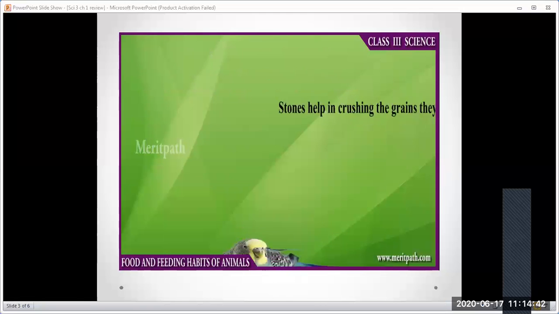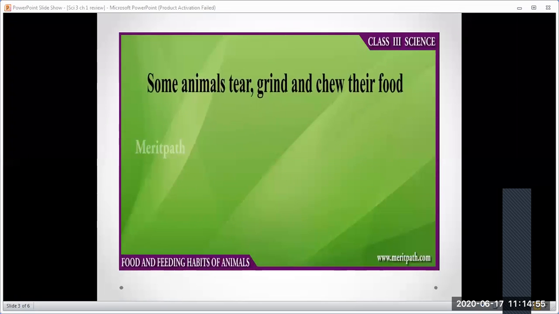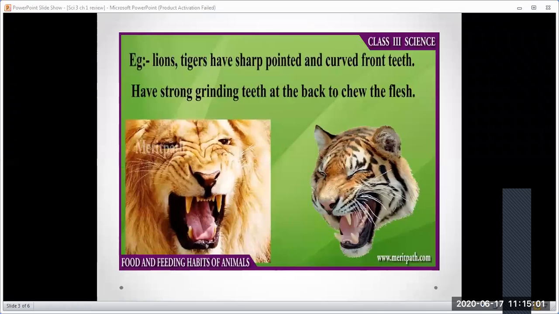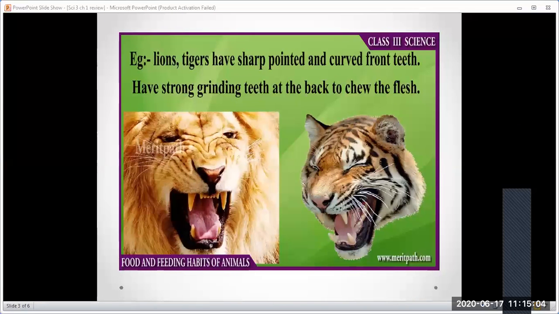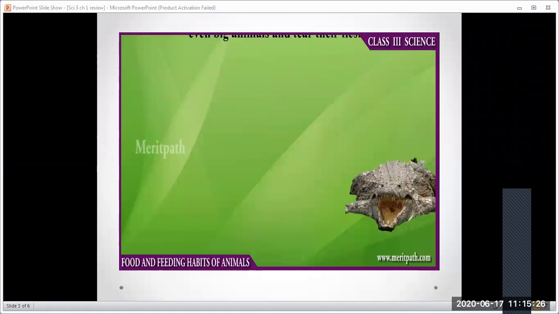Frogs or lizards have sticky tongues. Birds also swallow the food. Some animals have a sharp set of teeth. That's why lions and tigers chew the food, tear and grind the food. Similarly, crocodiles and alligators are both examples of animals who chew their food. All these animals like tiger, crocodile, alligator have very sharp and powerful jaws.